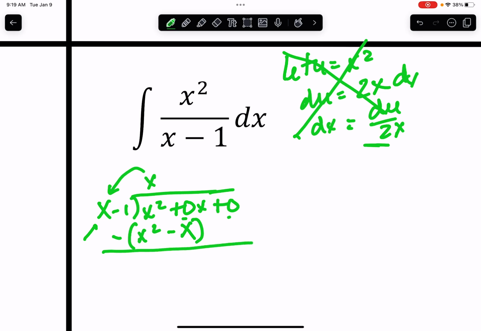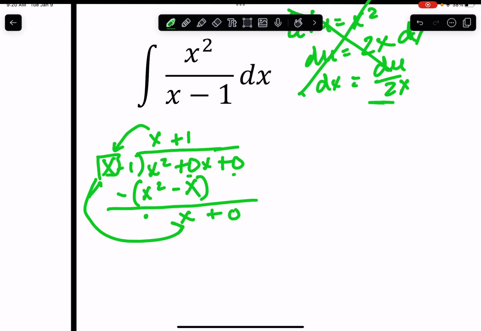So you have x squared minus x squared here, which would be 0. And you have 0x minus a negative x, so that would be plus an x. So you have x plus 0. And then what times x here, again, would give me x? So I would have plus 1. Now my remainder is going to matter. So when I do 1 times x minus 1, I get x minus 1. And I'm subtracting that. So the x's go away, and I have 0 minus negative 1. So I have a remainder of 1.